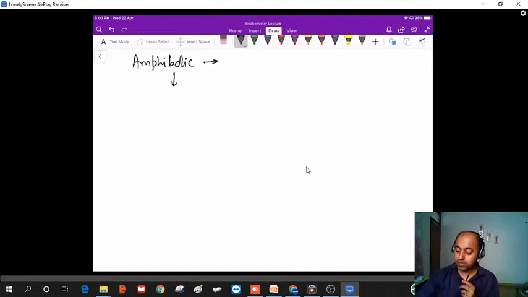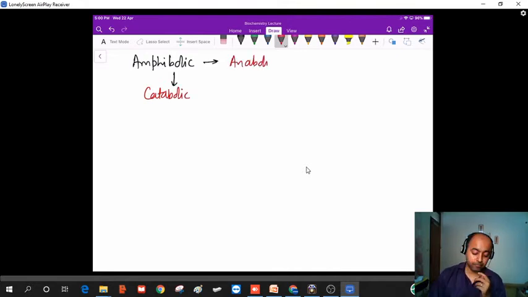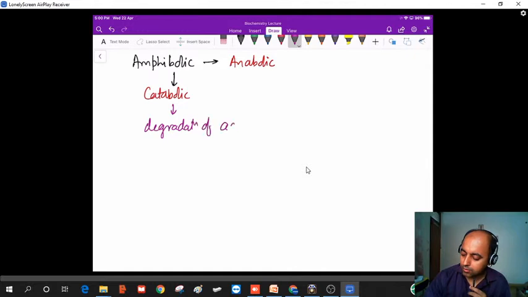Amphibolic means a pathway which is both catabolic and anabolic. So catabolic is degradation of acetyl coenzyme A. Anabolic, the intermediates can be directed towards synthesis of amino acids.